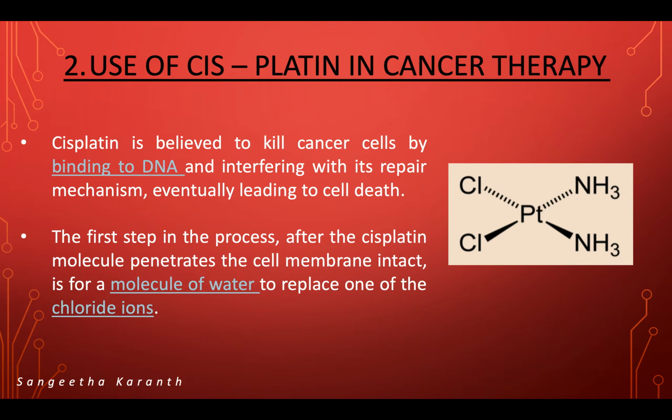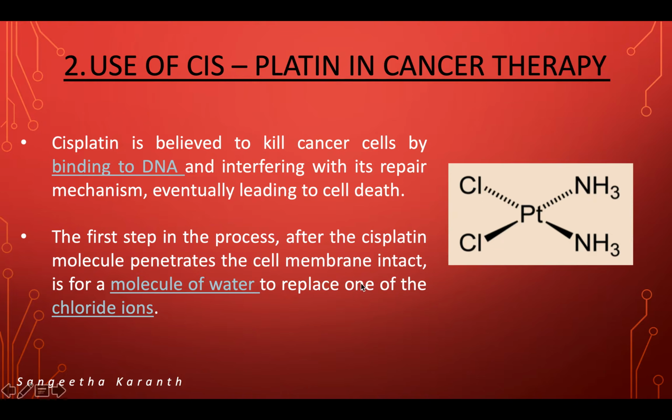Next, coming on to the use of cisplatin in cancer therapy. What is cisplatin? This is the structure of cisplatin, which is a complex of platinum with two chloro ligands and two amine ligands. Cisplatin is widely used in cancer therapy, and it is believed to bind to DNA and interfere with its replication. Once this replication is stopped, it ultimately leads to cell death.